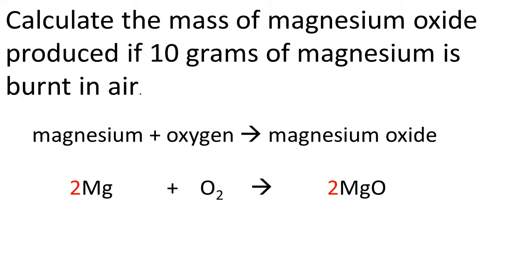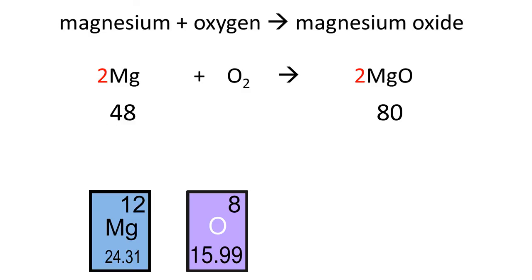The next thing we're going to have to do is work out the relative formula masses of these things. Now, the question said calculate the mass of magnesium oxide if 10 grams of magnesium is burnt. It doesn't ask for the oxygen, so don't worry about it. Don't waste your time working out the relative formula mass of oxygen here. We're only interested in the magnesium and the magnesium oxide. So, if you've watched the videos previously, you'll know that magnesium has a mass of 24 and oxygen has a mass of 16, so you should be able to work out those relative formula masses quite easily.